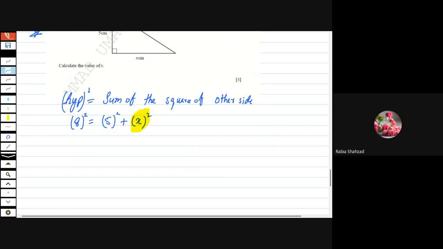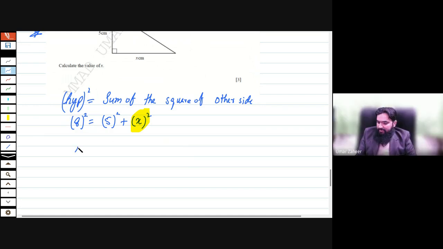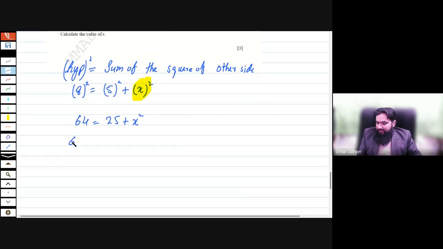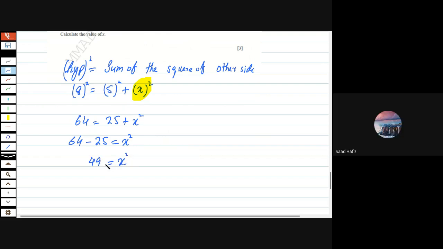We can take 5 to the other side, so we take the 5 square to the other side. 8 square will be 64, and it will be 25 plus x square. We are going to make x square the subject, so we take all the terms on one side of the equation and the x term on the other side. Now 64 minus 25 will be 39.